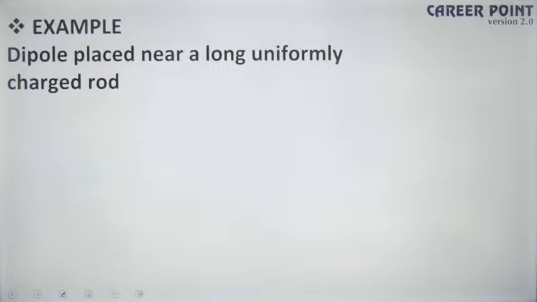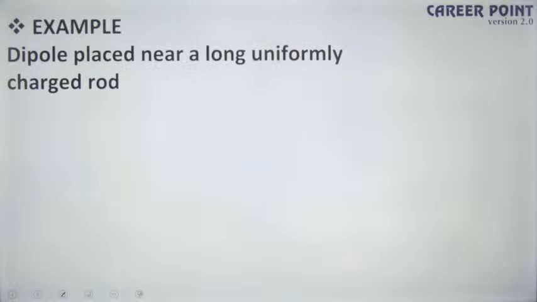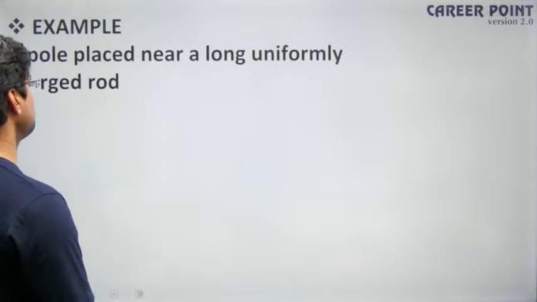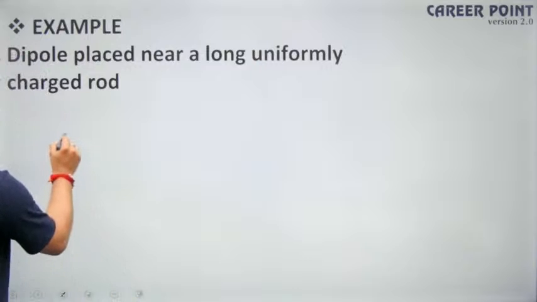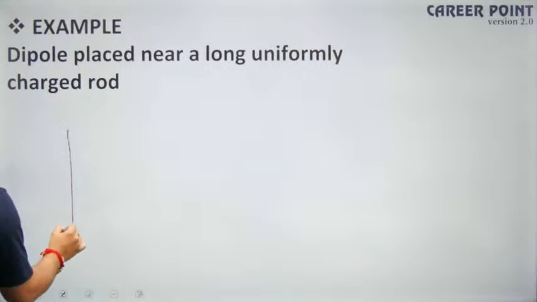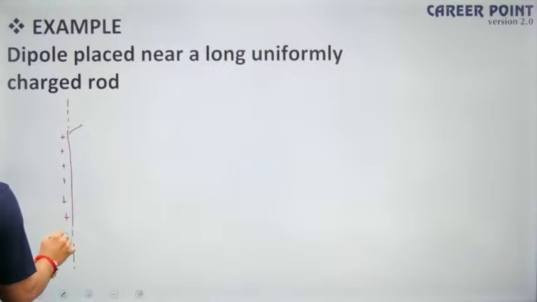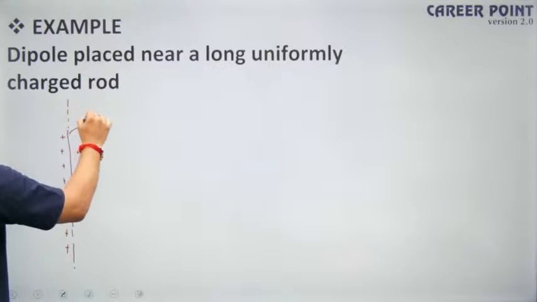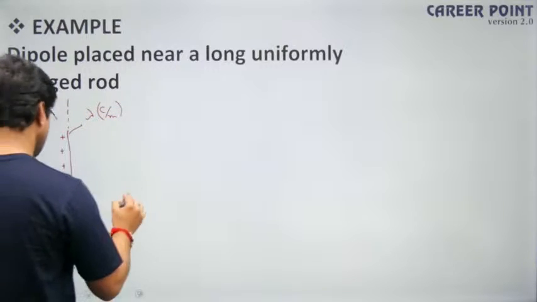Now see, dipole placed near a long uniformly charged rod. Okay, let's say this is our long uniformly charged rod, infinitely long, and plus charges are present all over the rod, and the charge density is given by lambda coulomb per meter.